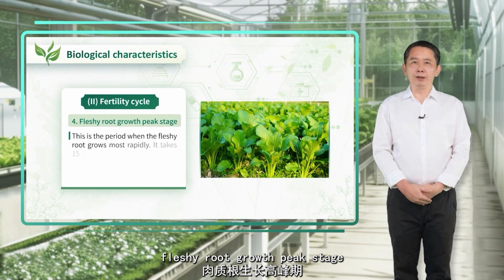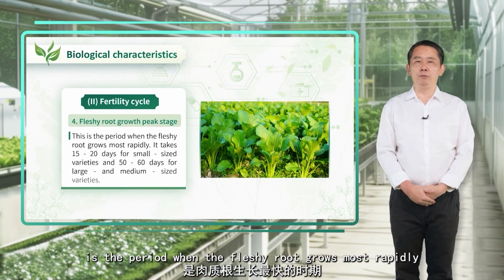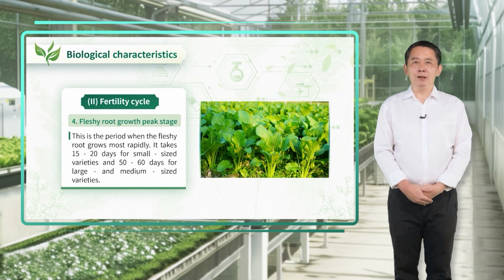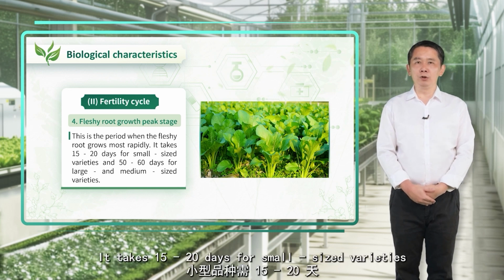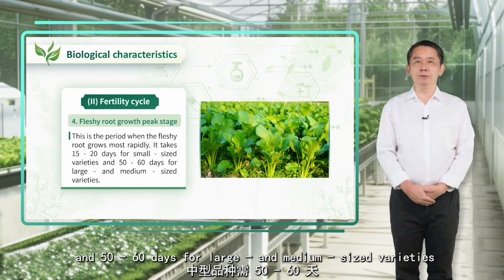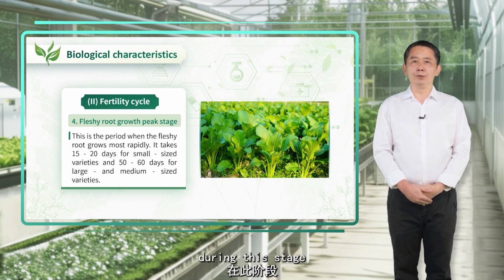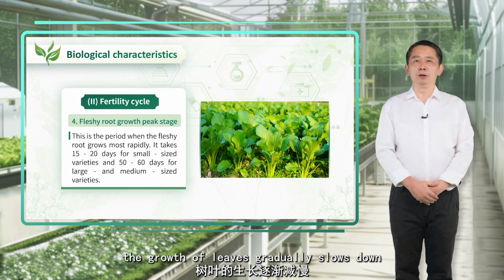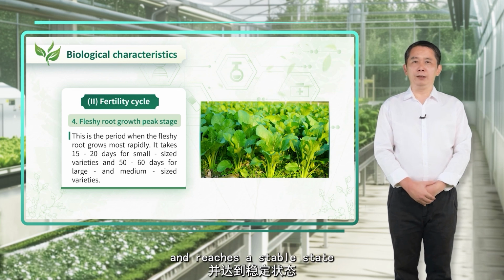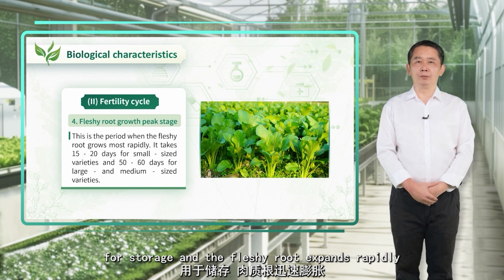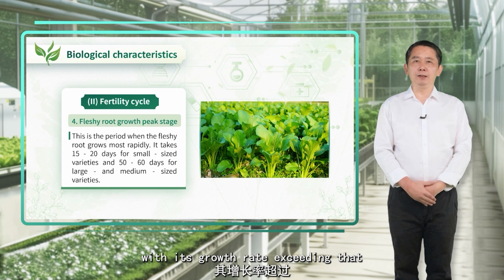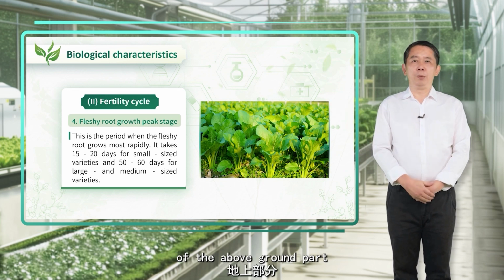4. Fleshy root growth peak stage. This is the period when the fleshy root grows most rapidly. It takes 15-20 days for small sized varieties and 50-60 days for large and medium sized varieties. During this stage, the growth of leaves gradually slows down and reaches a stable state. A large amount of nutrients are transported to the fleshy root for storage, and the fleshy root expands rapidly, with its growth rate exceeding that of the above ground part.